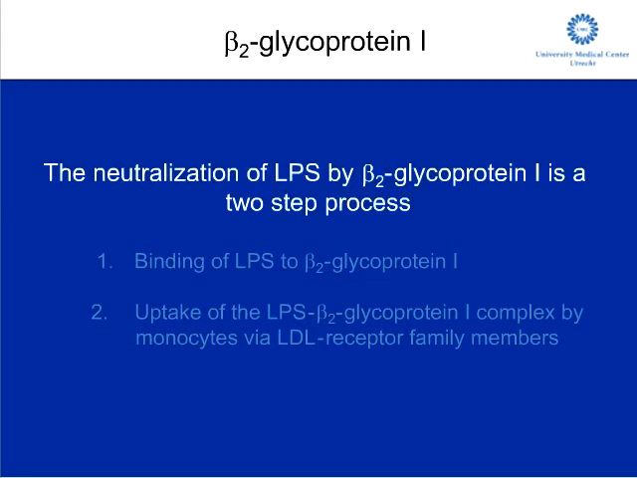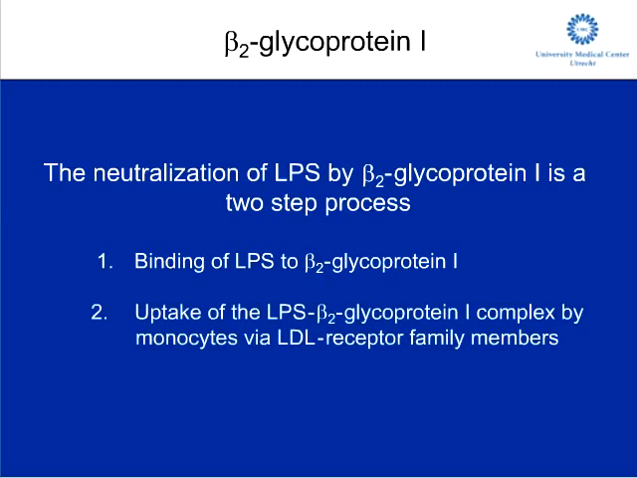So we think that beta-2-glycoprotein 1 is involved in the neutralization, amongst others, of LPS, and that this is a two-step process. LPS binds to beta-2-glycoprotein 1, beta-2-glycoprotein 1 undergoes a conformational change, and then there is uptake of LPS beta-2-glycoprotein 1 complexes by monocytes via an LDL receptor family member. So we think that this is an important function of beta-2-glycoprotein 1 in the body, but probably a function that it shares with other proteins, indicating why the few persons that have been described without beta-2-glycoprotein 1 do not immediately have a clinical phenotype.